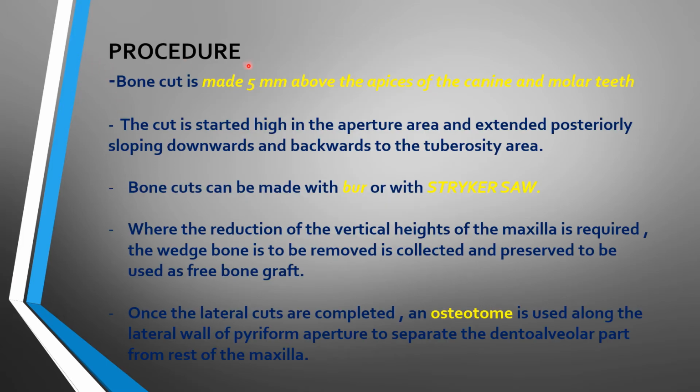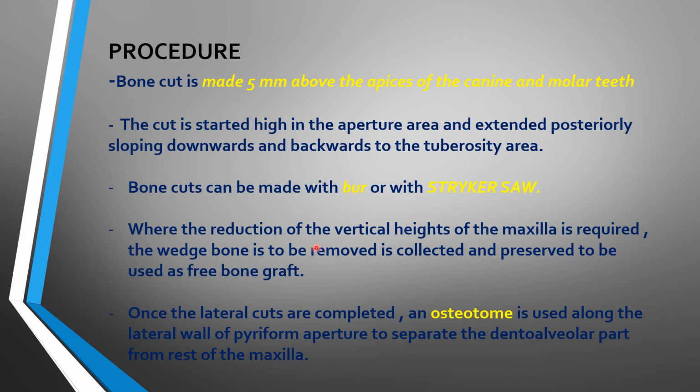So let's go through the procedure. The bone cut is made 5 mm above the apices of the canine and molar teeth. The cut is started high in the aperture area and extended posteriorly, sloping downwards and backwards to the tuberosity area. So the cut is made 5 mm above the apices of the canine at the highest point in the buccal sulcus and extended posteriorly, sloping downwards and backwards in the tuberosity area. These are made with a burr or Stryker's saw.